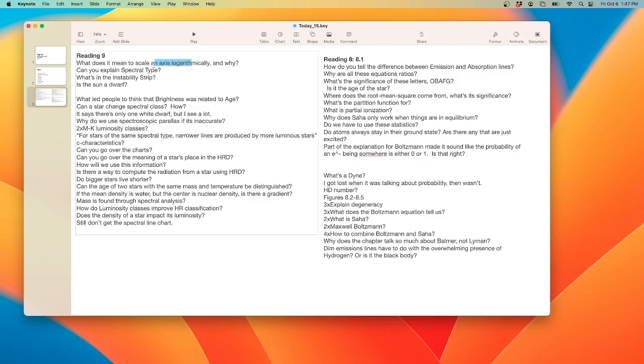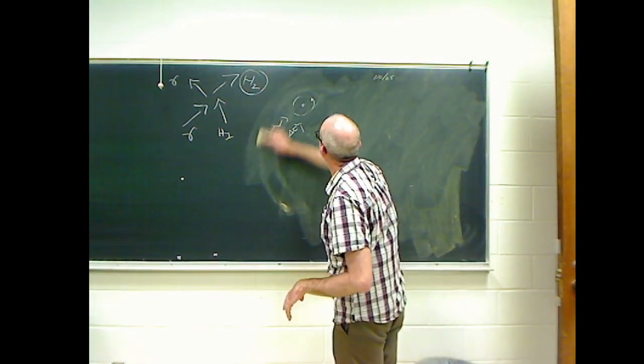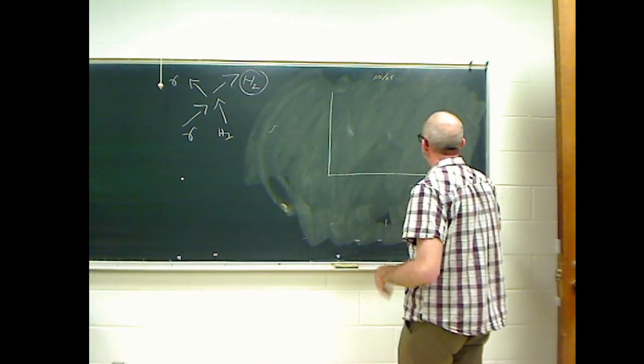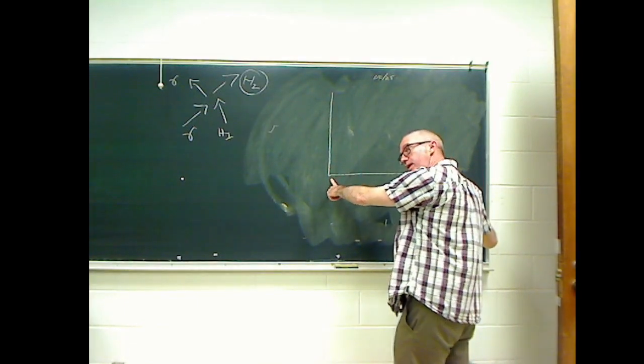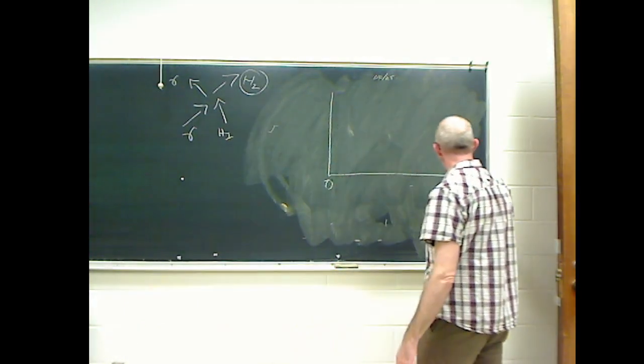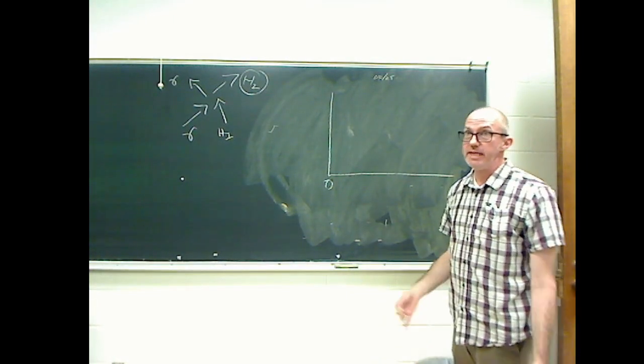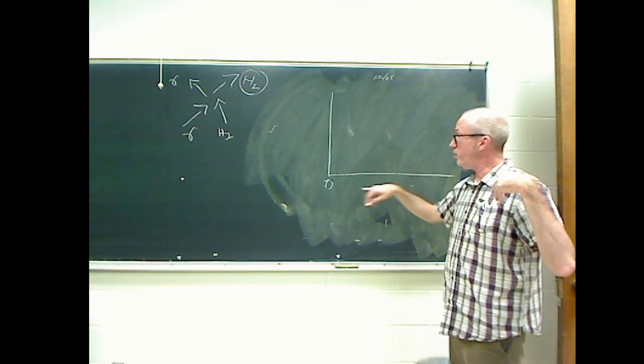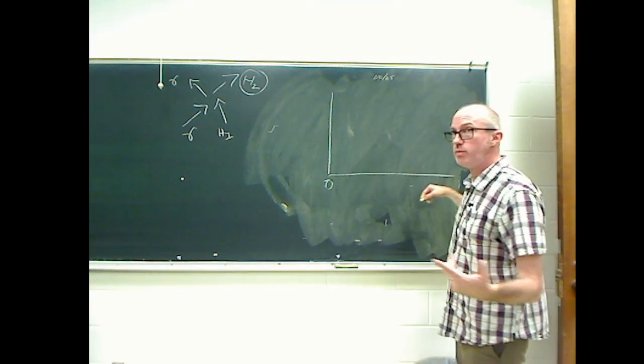So what does it mean to scale an axis logarithmically? So I'll talk about this in a second when we talk about the HR diagram, but that's why I want to spend a second on this. So when I plot something, I have this stretch of space. This is 0 and this is 1. That's it. That's my graph.